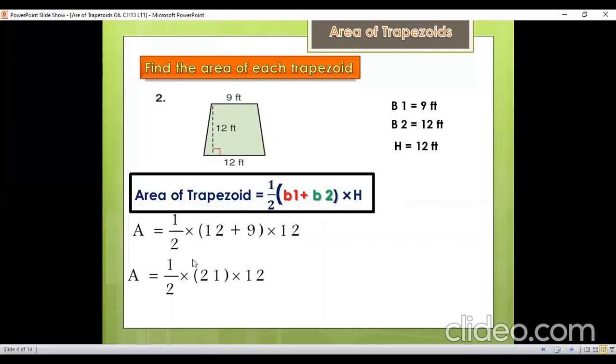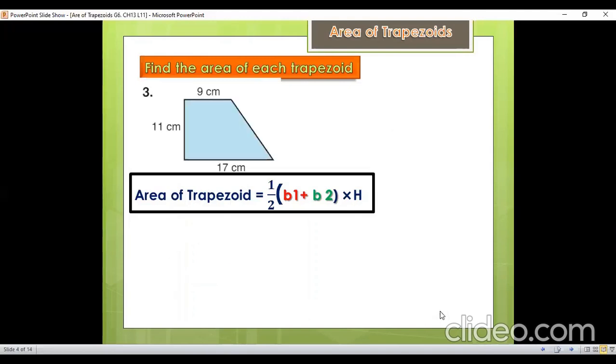Is it easy to find half of 21 or half of 12? Half of 12 is equal to 6. It's very easy, but it's difficult to find half of 21. Then half of 12 is equal to 6. Then the answer is 6 multiply what? 21. How do we get 6? Because half of 12 equals 6, multiply 21. Then 6 multiply 1 equals 6 and 6 multiply 2 equals 12. Then the answer is 126 square feet.